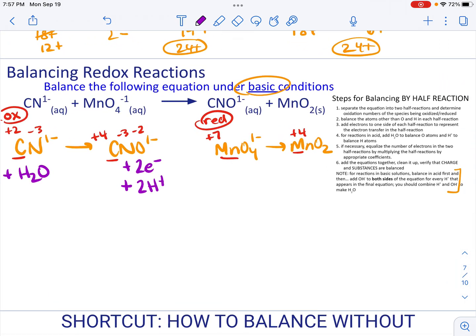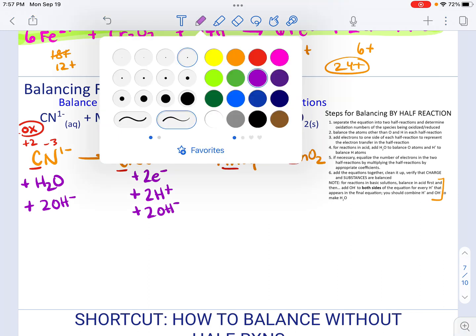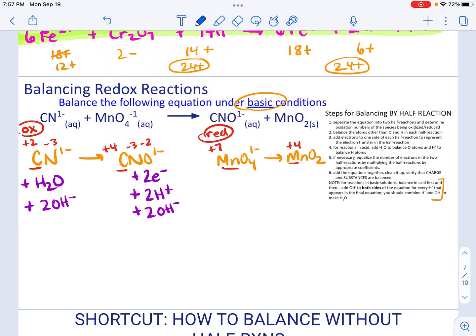So I'm going to do it now just so that you can see how this works. Notice that in this equation, I have 2 hydrogen ions. This means to neutralize them, I have to add 2 hydroxide ions. And just like in math, I can do whatever I want as long as I do it to everybody. So I'm going to add 2 hydroxide ions. This makes kind of a mess, so I'm going to clean it up.